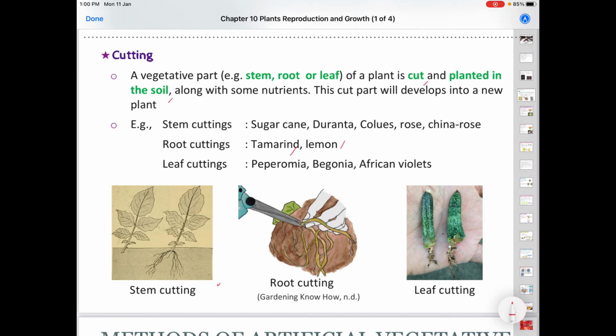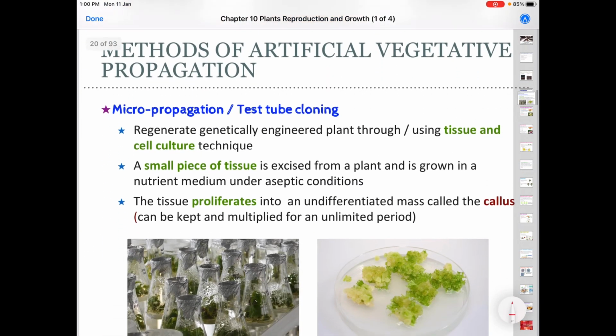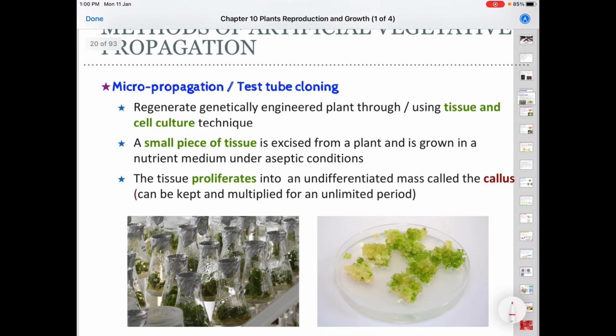Sometimes we do leaf cutting for aloe vera, so from the leaf cutting, we plant them into a new place. Another is micropropagation or test tube cloning. We do tissue culture. So this is a genetically engineered process where we use the tissue and cell culture technique.